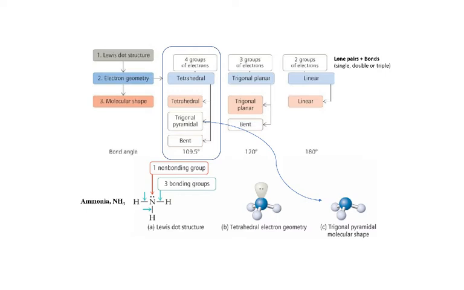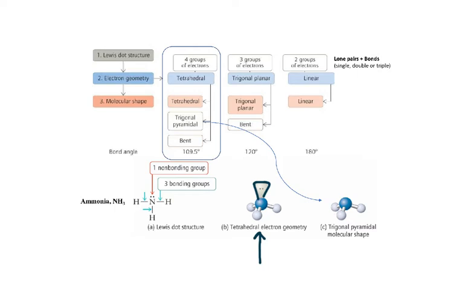Now, ammonia, or NH3, is an example of the next step down in our diagram. If we have four groups of electrons, but only three are bonding groups, and there's one non-bonding group, the lone pair on the nitrogen, we now have trigonal pyramidal. So how did that come about? The electron geometry, as we see here, still has four groups. The electron pair at the top happens to be one of the groups. Because it's there, all of the groups will be separated by 109.5 degrees.